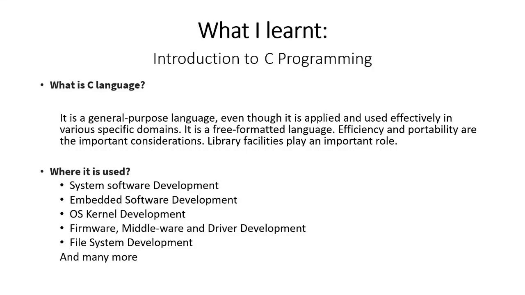C programming. Now, what is C programming? It's a general purpose language created by Dennis Ritchie in 1970. Software like operating systems, databases, compilers, embedded software, OS kernels, and firmware are all created with the C language.